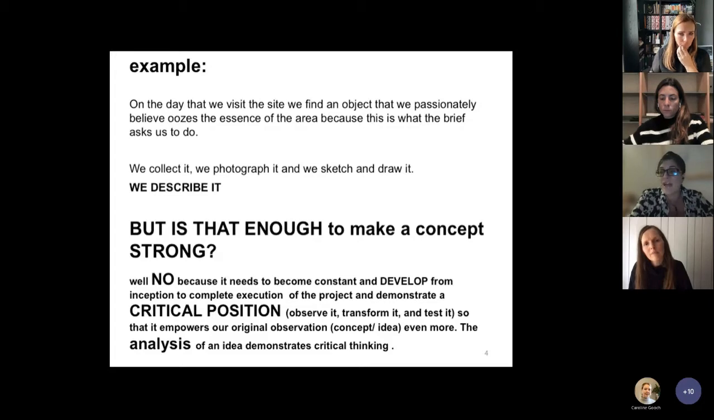And that's where the critical position comes into the equation, where we're asked to not just describe an object, but analyze it, observe it, transform it, experiment with it, test it, so that it actually empowers our original idea, our original observation even more. And it's that analysis and the research that we put into it that begins to demonstrate what we call critical thinking.